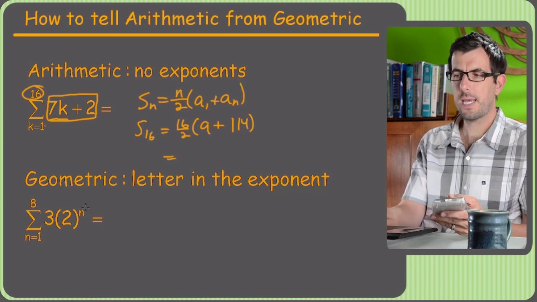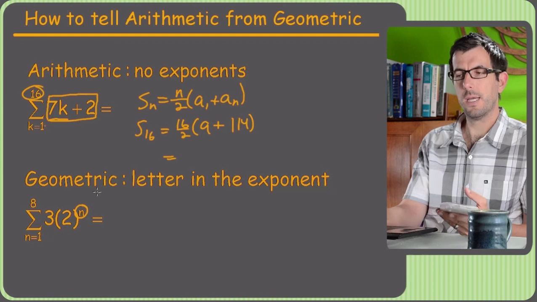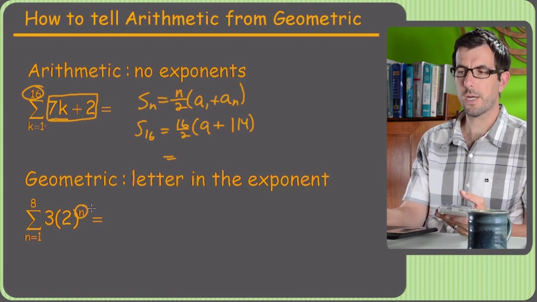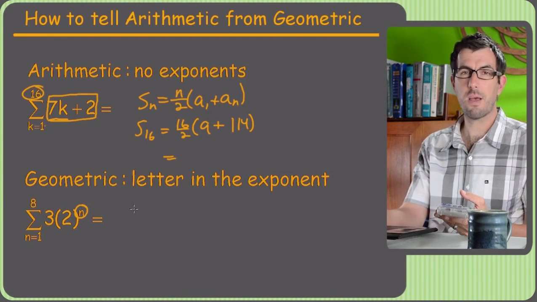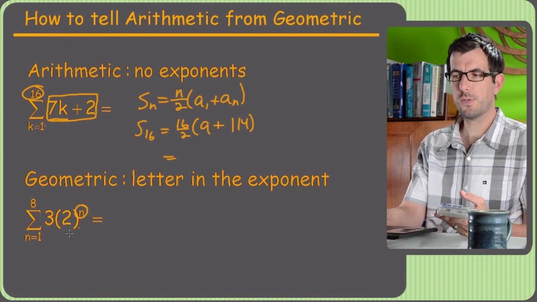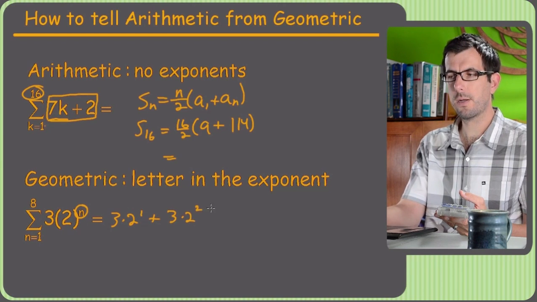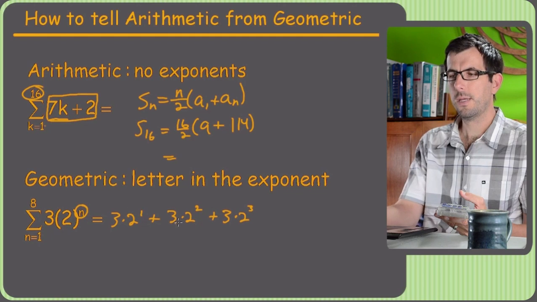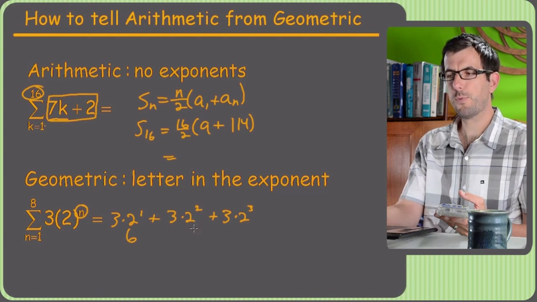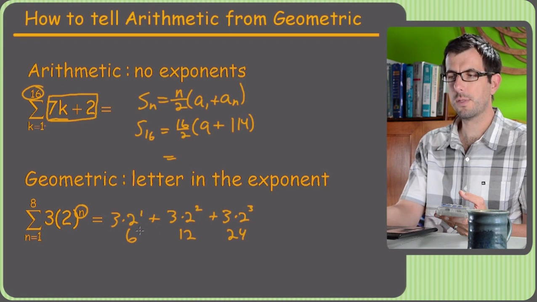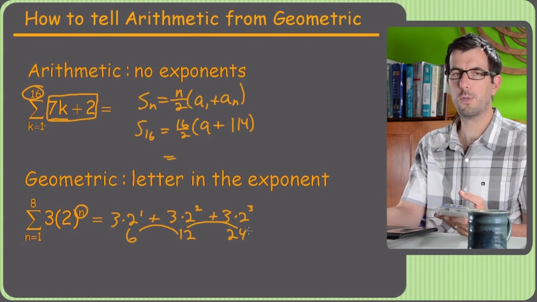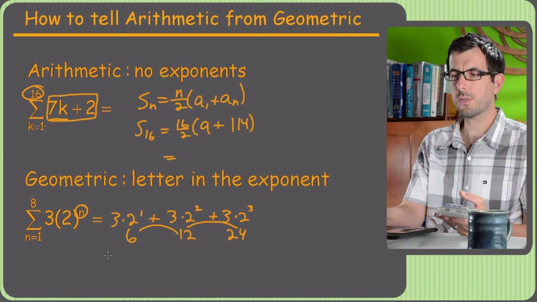Geometric. Now, because I have an exponent of n, that means that this is geometric. And I could also spot this by listing off a few terms. So if I just list off my first few terms, plug in 1 for n, I'll get 3 times 2 to the first. My second term will be 3 times 2 squared. My third term will be 3 times 2 to the third. So 3 times 2 is 6. 3 times 4 is 12. This one's 24. So you can see I'm doubling. I'm doubling to 12. I'll multiply by 2 to 24.